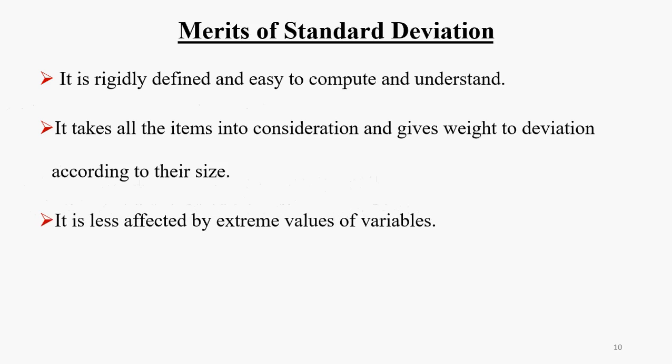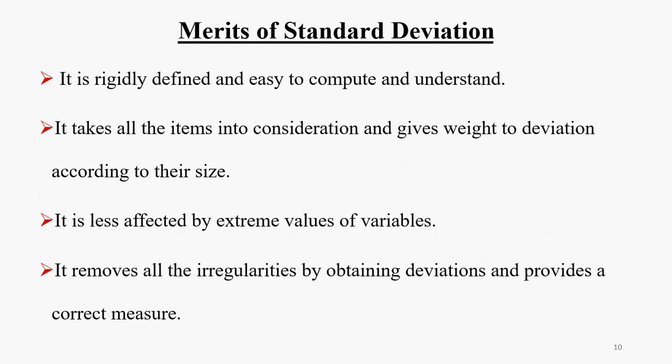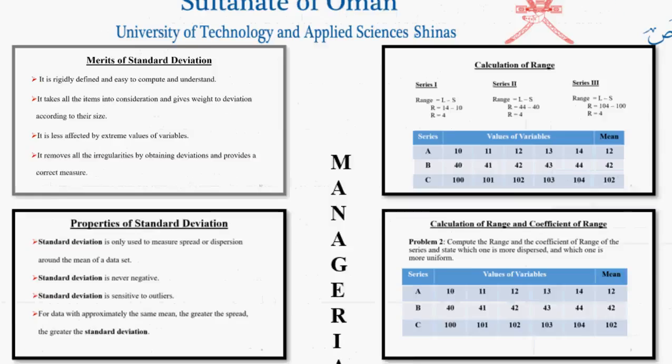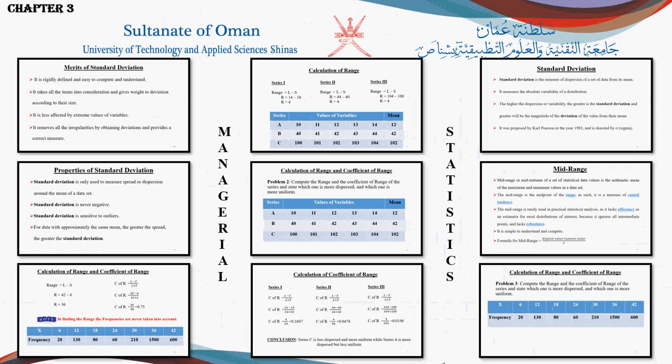The third is it is less affected by extreme values of the variable, not greatly affected, only less affected. And also it removes all the irregularities by obtaining deviations and provides a correct measure. If you calculate the mean exactly correctly, then the level of deviation and irregularity will be clearly focused and clearly expressed. So these are all the merits of standard deviation. I hope these points are clear.